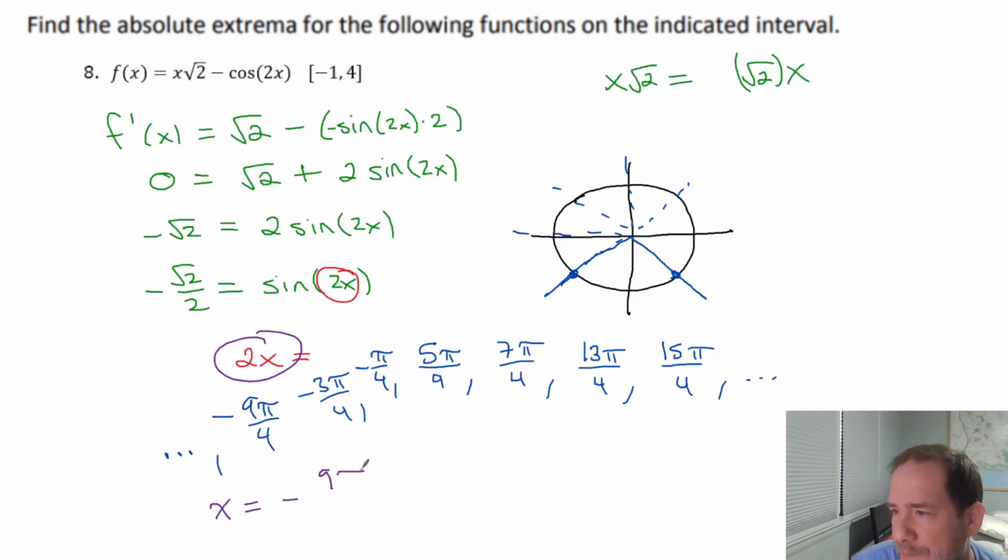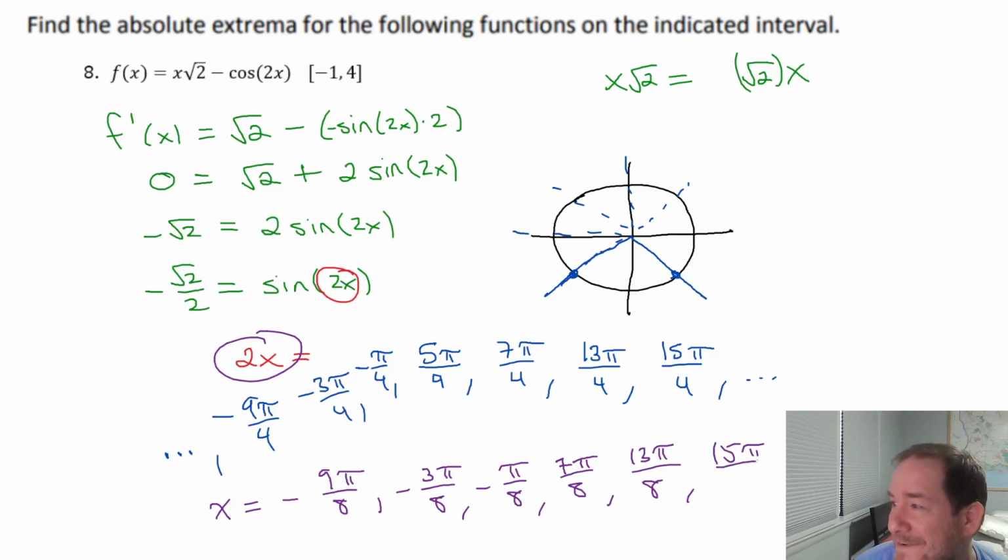So if I chop them all in half, then I get plain old x equals negative 9 pi over 8, comma, negative 3 pi over 8, comma, negative 1 pi over 8, comma, 7 pi over 8, comma, 13 pi over 8, comma, 15 pi over 8. I know you guys kind of hate this method of mine, but here's a whole big long list of possible values for x.